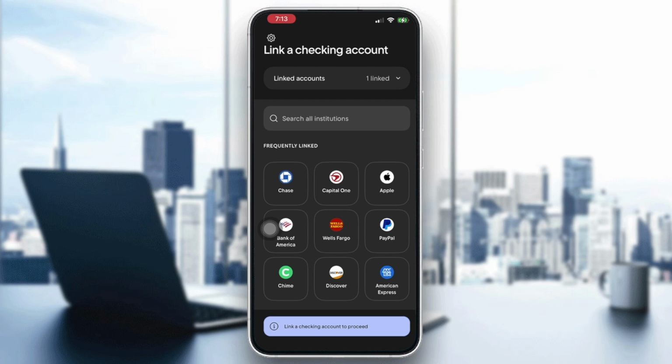So in today's video I'm going to show you how to fix a missing subscription in Rocket Money. If a subscription isn't appearing in this app, it's usually because the transaction hasn't been detected as recurring, the linked account hasn't synced recently, or the payment method isn't connected. So refreshing your account and reviewing your transactions often resolves the issue.